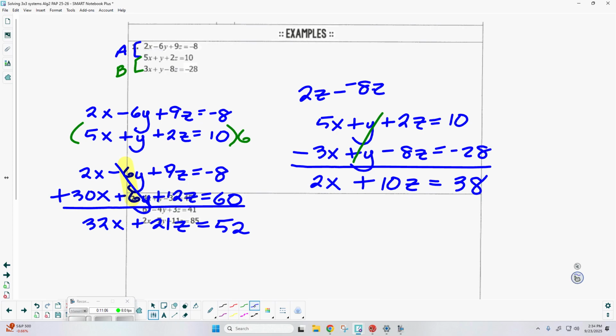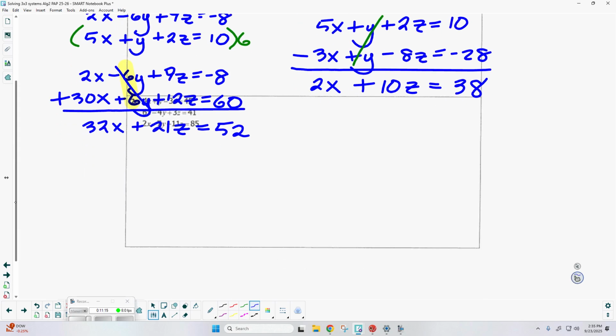Okay. So you see what I've done? I've taken two different pairs of equations. I eliminated the same variable. Now I've got a system that we're already used to solving. So this will let me write this: 32x plus 21z is equal to 52. And I've got 2x plus 10z is equal to 38.